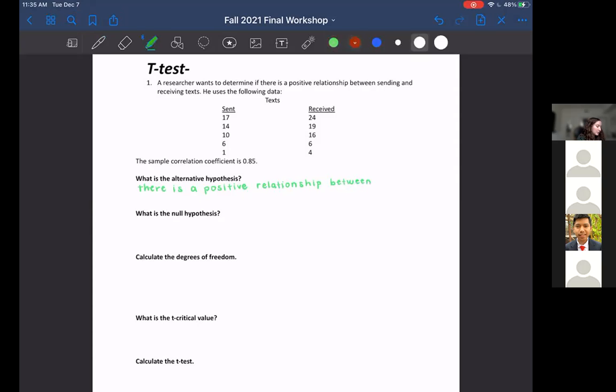Good, yes. So the reason that it is positive, it says there is a positive relationship rather than just there is a relationship, is exactly what you said. In the question, it says, a researcher wants to determine if there is a positive relationship. So whenever you're writing the alternative hypothesis, almost every time you can get it directly from the question. Okay.